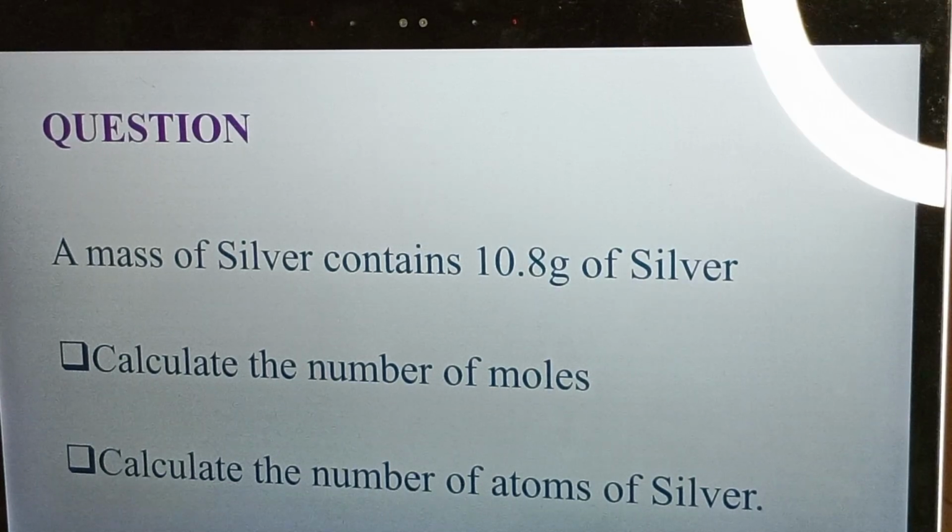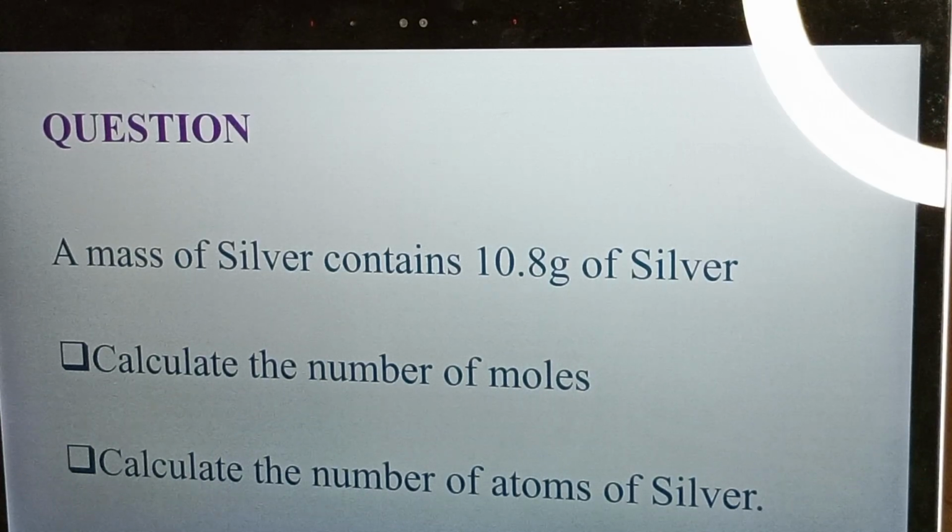In calculating the number of moles, like I explained in a previous class, you calculate the number of what? Grams of silver divided by the molar mass of silver. In calculating the number of atoms of silver, you should know that 1 mole of silver contains an Avogadro number of 6.02 times 10 raised to the power 23 atoms.